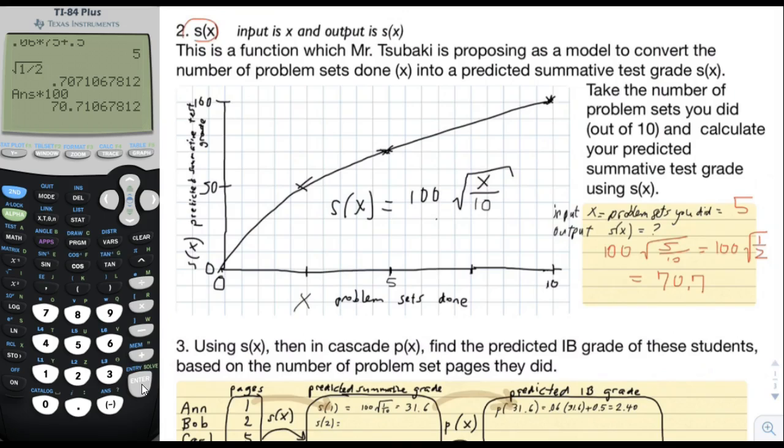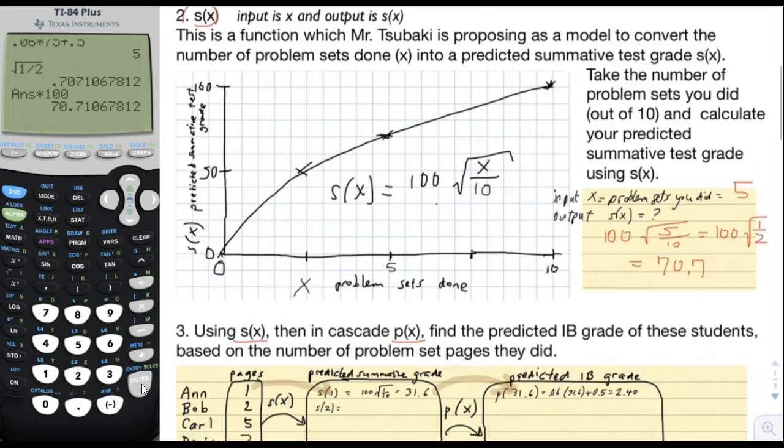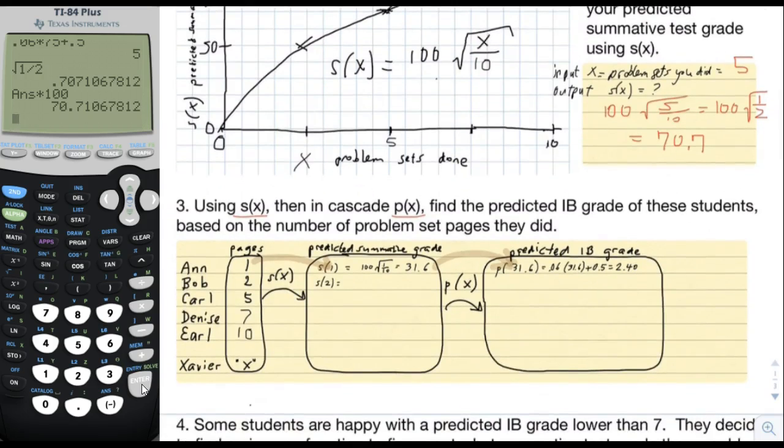If we put the S function together with the P function, then we can take the input of the problem sets done, and based on that we can go directly to finding the predicted IB grade. First we'll figure out the predicted summative grade, and then we'll use the predicted summative grade to find the predicted IB grade. And then we don't even have to take any tests, right? All we do is take the number of problem sets that you did, and we'll convert that to the predicted summative grade, and then in cascade we'll figure out the predicted IB grade.